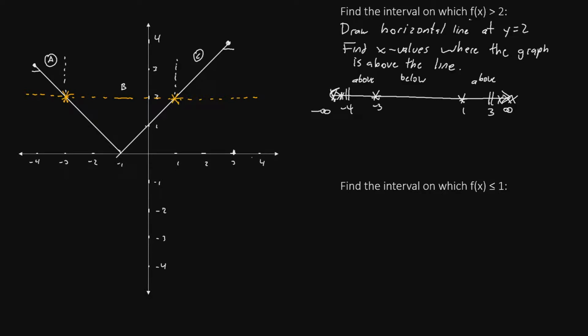Now, our inequality says that f(x) must be greater than 2. So the regions that are above will be part of the answer, and the region that's below will not be part of the answer. Now, one more thing to consider, f(x) is strictly greater than 2, which means the stars will be open. This means they are not included in the answer. However, the double lines are closed because they will be included in the answer because they are represented again with closed dots.